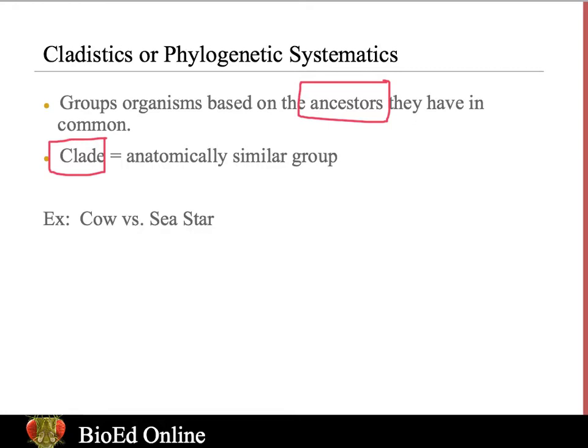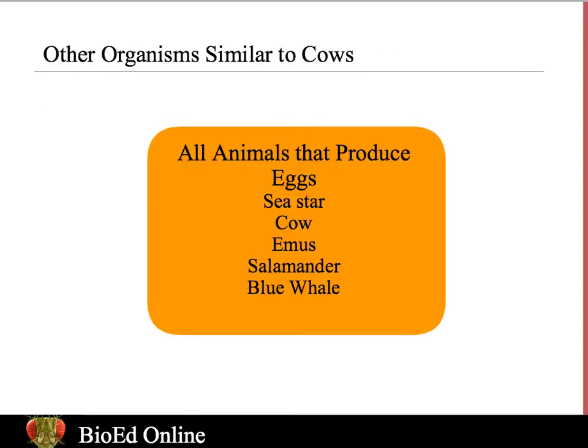But as I go through the examples, I think it'll make a little bit more sense rather than just using that definition. So the example I'm going to start with is that of a cow and a sea star and show how they are related ancestrally. The question you want to ask is, what are other organisms that are similar to cows and sea stars by an anatomical structure? So the characteristic we're choosing is all animals that produce eggs, because both cows and sea stars produce eggs. So we can put them in a clade.